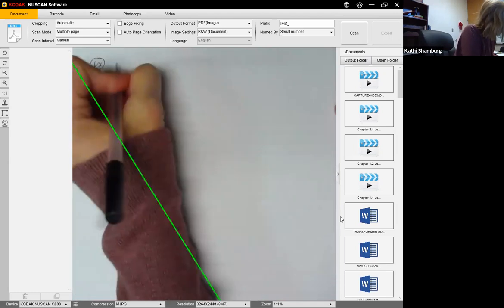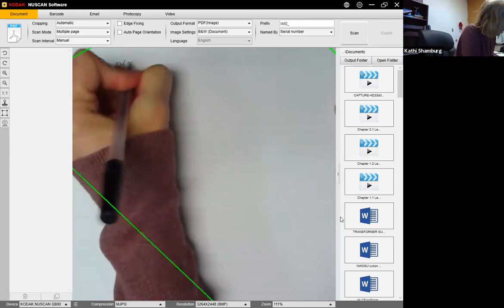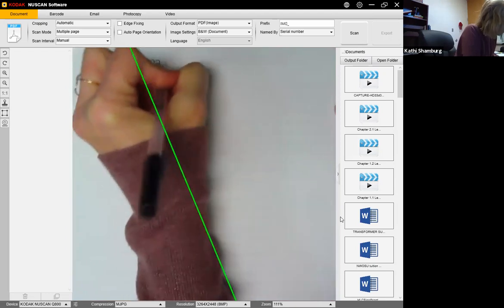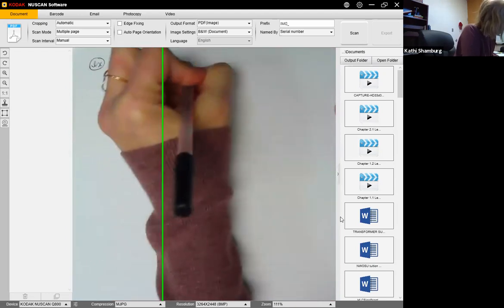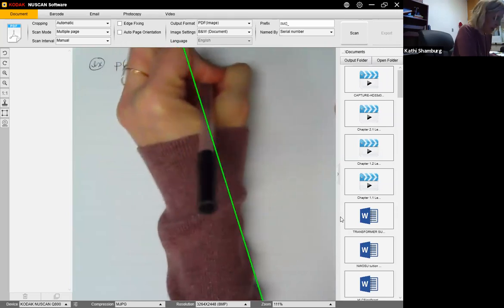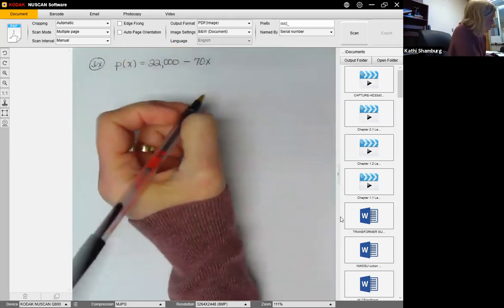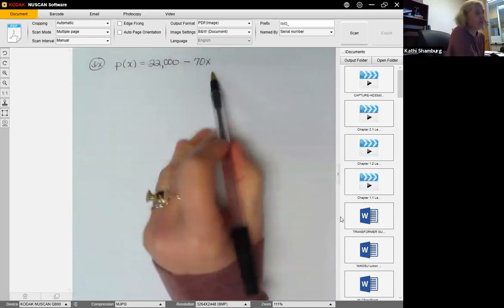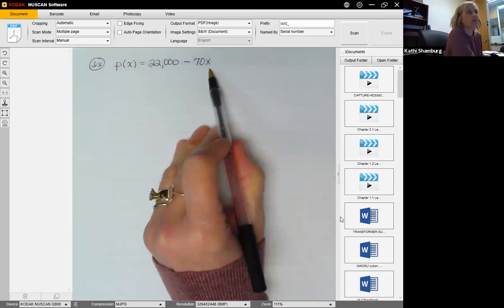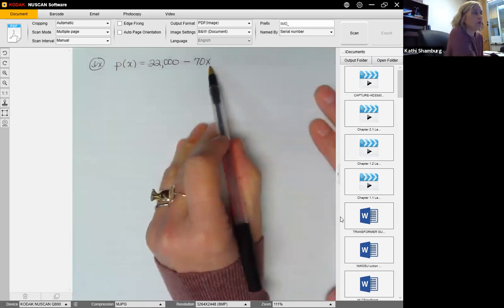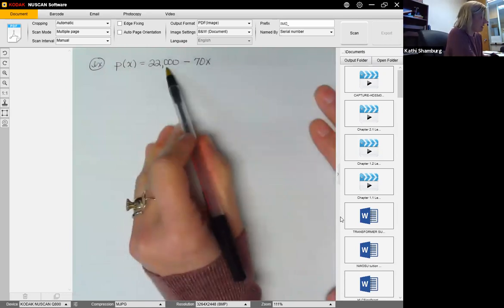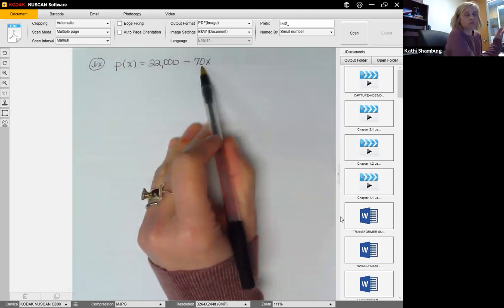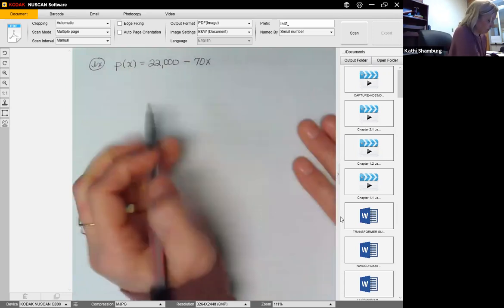All right. So your price function is given as 22,000 minus 70x. So this is the price it will cost when you buy X number of the product. So if I buy one product, it's going to be 22,000 minus 70. If I buy 5, so forth. You get the idea. All right.